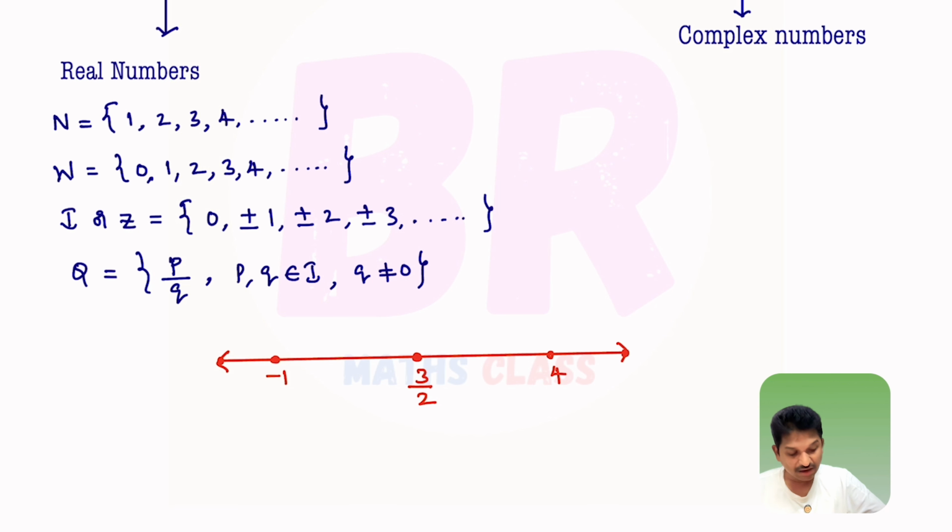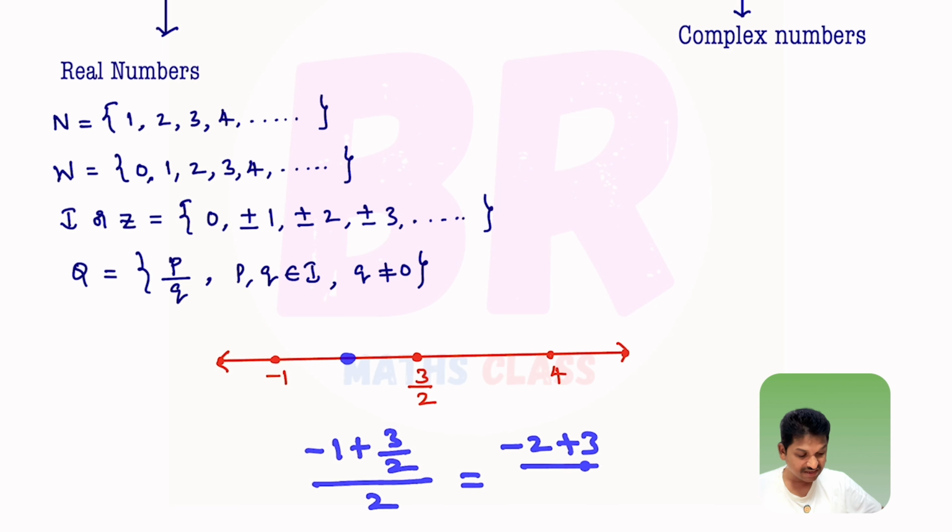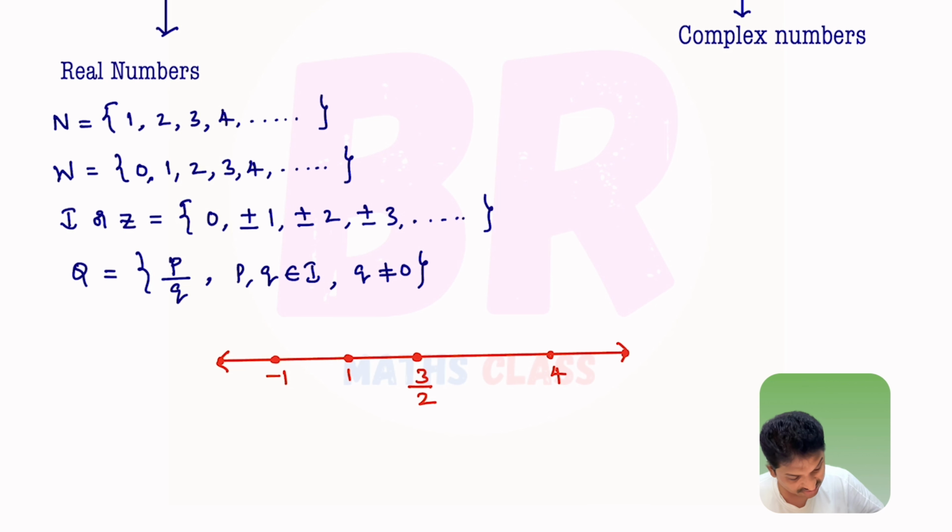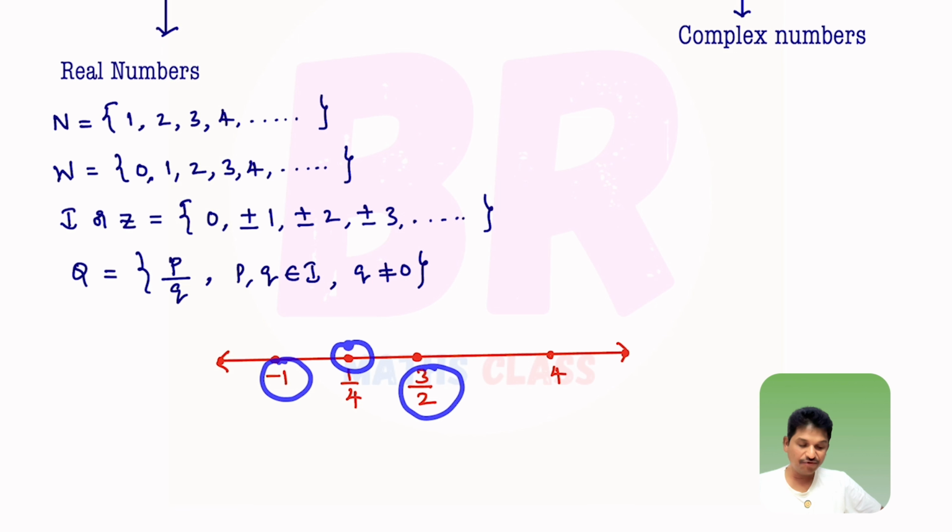Now between -1 and 3 by 2, we can find one more rational number. How will you find that? The midpoint of these two: -1 plus 3 by 2, divided by 2. So what is this? -2 plus 3 divided by 4. 3 minus 2 is what? 1 divided by 4. 1 by 4 is there. In between these two rational numbers, I found one more rational number, 1 by 4, right?